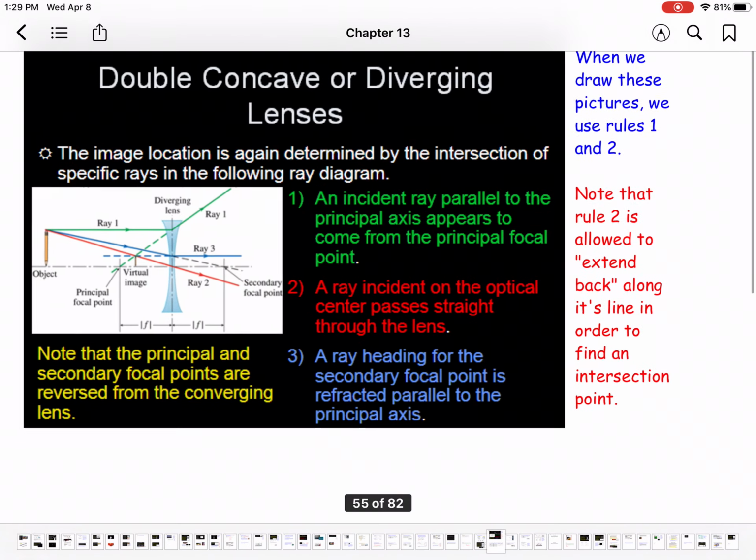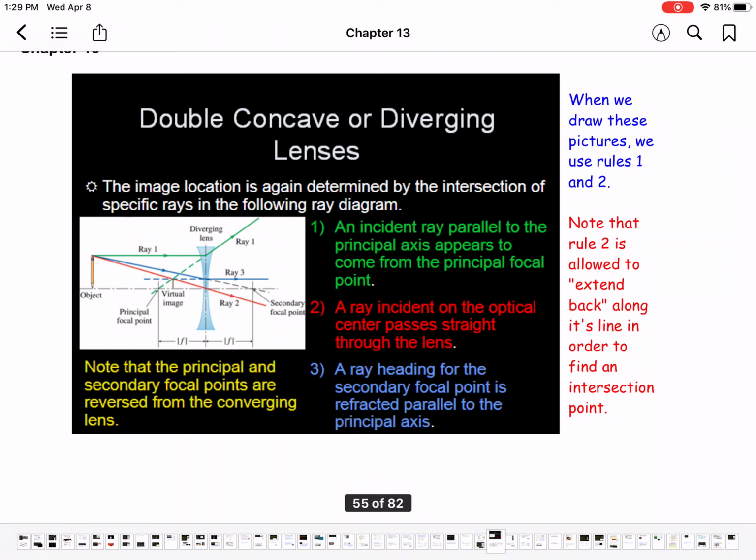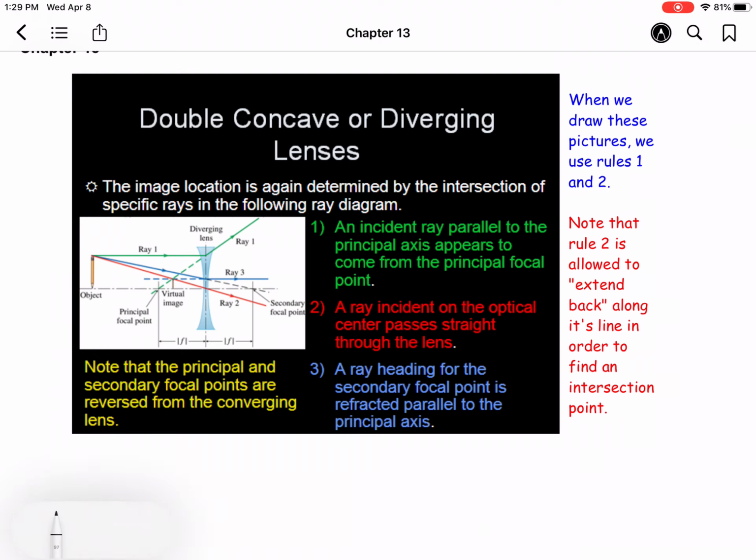Okay, all right. Double concave or diverging lens. We're going to call them concave or diverging lens. Keep that in mind, they're synonyms for each other. Very similar idea: if we send in one parallel, it's going to act as if it came from the focal point. If we send one through or towards the secondary focal point, it'll end up going parallel. And if we send one through the vertex, it'll just go straight through. Notice how the rules are all kind of similar, but remember for lenses, the rays always go through.